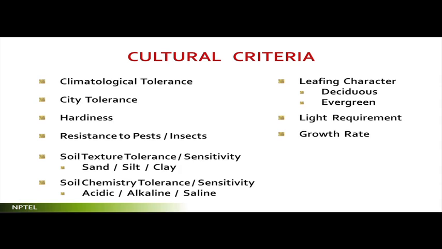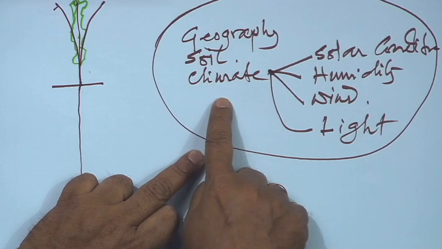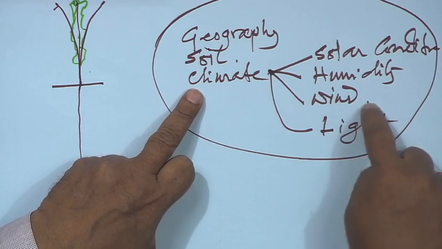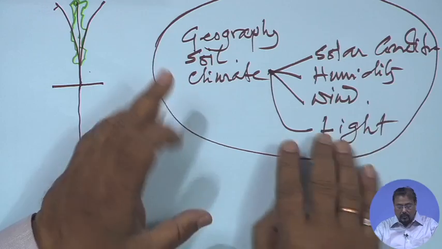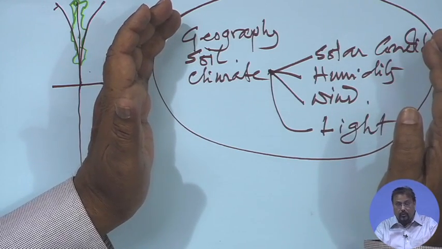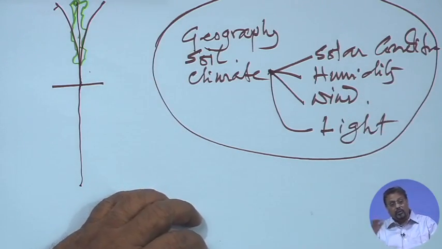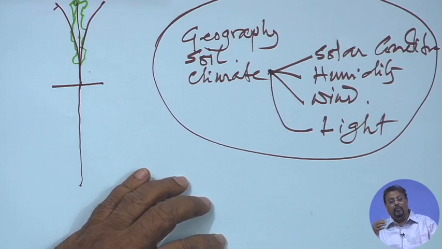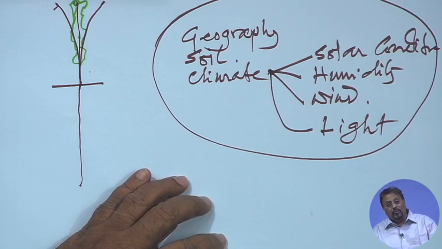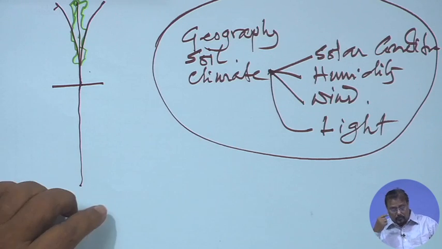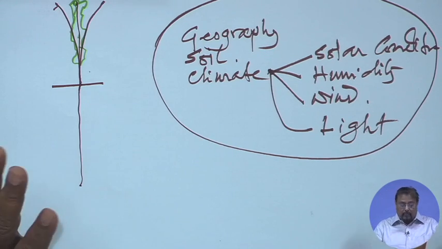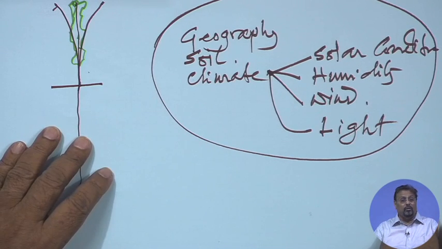Now let me go back to this slide once again for reference. You are checking with respect to the climatological tolerance. If you see this, there is the geography, soil and climate, and the climate with solar condition, humidity, wind and light. Humidity is basically going to give you the quantity of water, the superficial water, that means the water in the air, and even the amount of water contained under the ground. So when you check this, be very, very cautious.